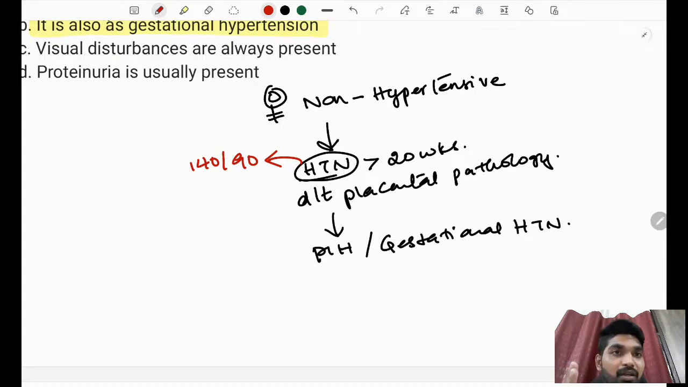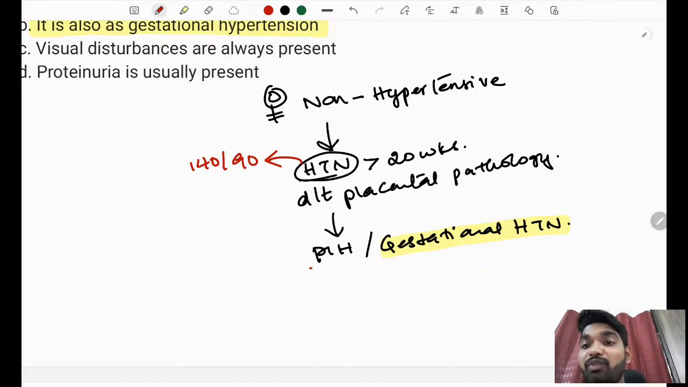There is a pregnant woman who is non-hypertensive. She is coming to you after 20 weeks saying there is a rise in BP. In that case you have checked BP and now the BP is 140/90. Then you are going to immediately label it as PIH, pregnancy induced hypertension. Usually we don't write it as PIH. In diagnosis, we don't write it as pregnancy induced hypertension. We write it as gestational hypertension. Provisional diagnosis. Gestational hypertension is the provisional diagnosis that you will be writing.